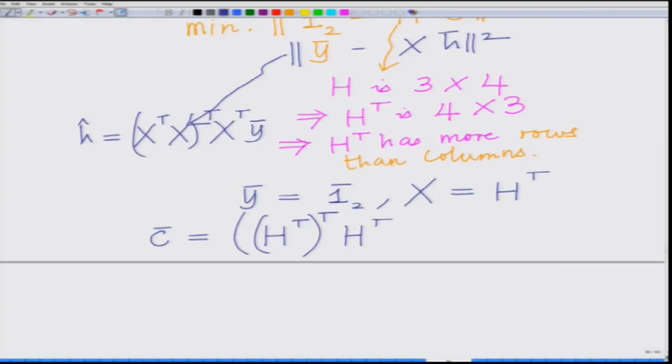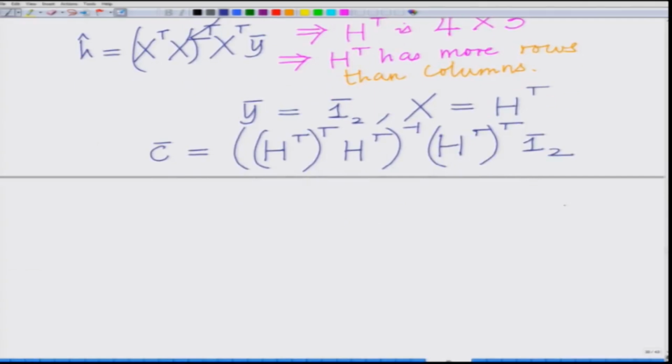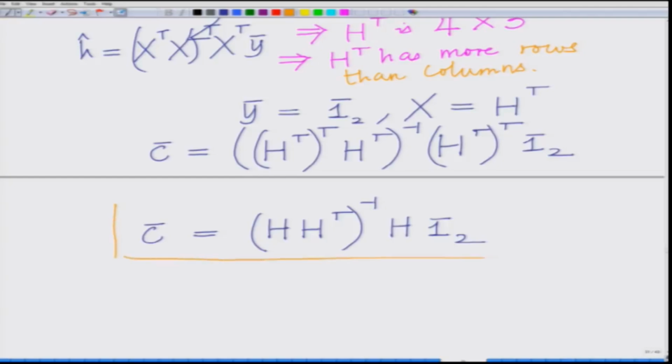So my equalizer C bar is basically H transpose times H transpose inverse times H transpose times 1 bar 2, that is the least squares solution, and C bar is equal to H transpose inverse H times 1 bar of 2. This is the solution of the equalizer.